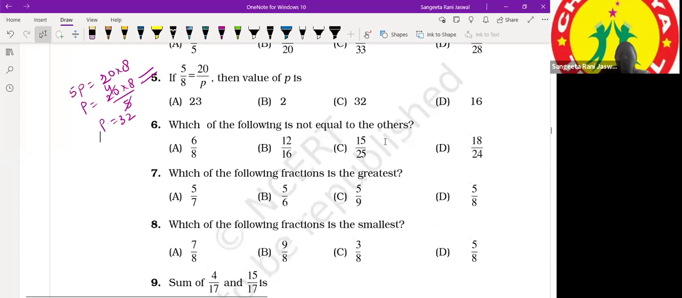Next one. Which of the following is not equal to the others? Now tell me this one. Which is not equal to the others? We have to check the equivalent fractions, which is the odd one.